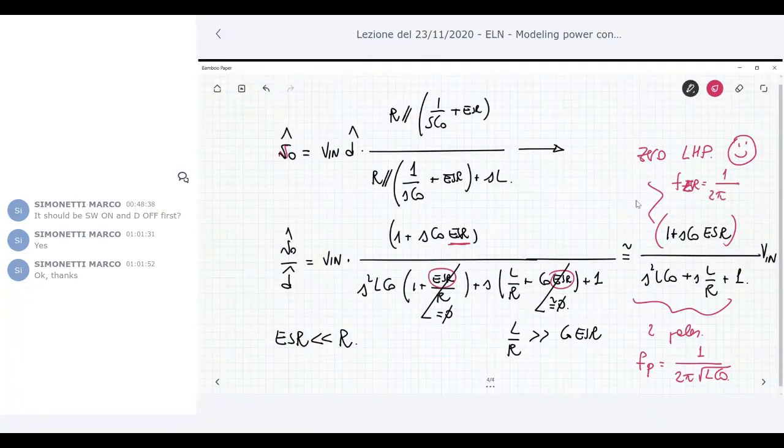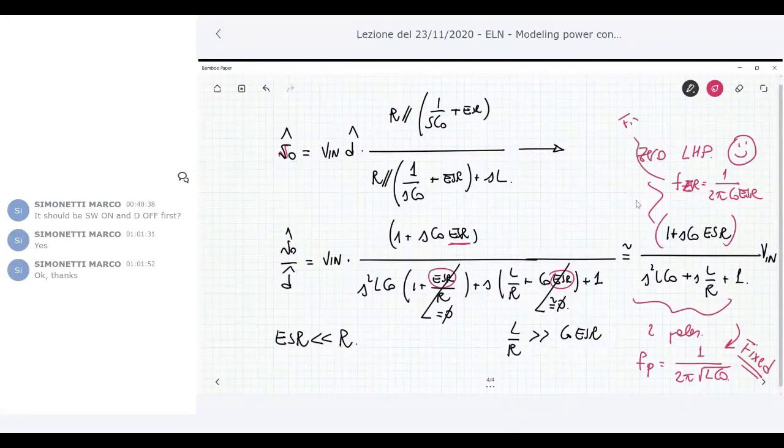So the poles are now fixed. Fixed means that they do not move. Remember what we found out in the boost CCM with the state space averaging derivation, that the poles are moving because they depend on the duty cycle and on the resistance. Now the poles are fixed, so they are not moving. Of course, also the 0 is fixed because it depends only on C naught and ESR that are fixed. Okay, so this is fixed.